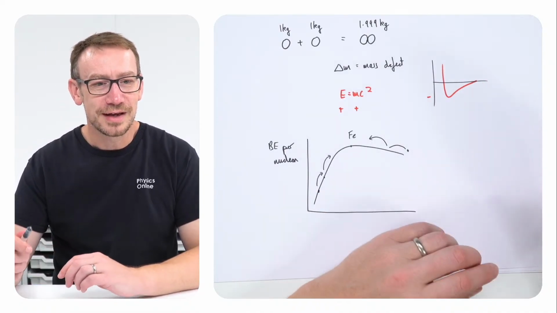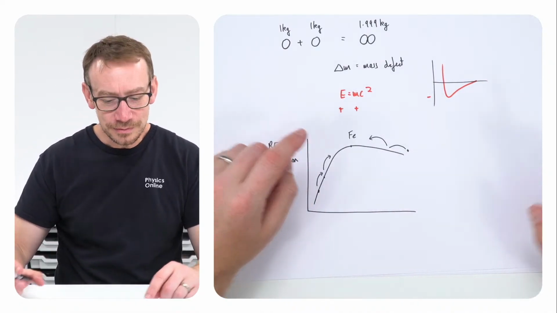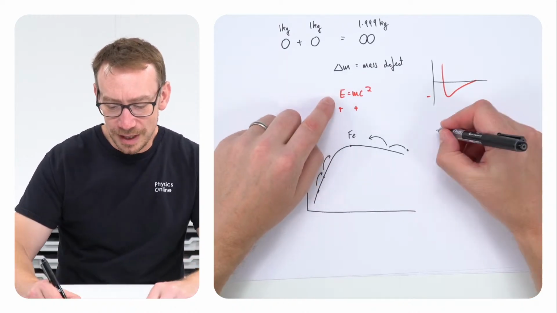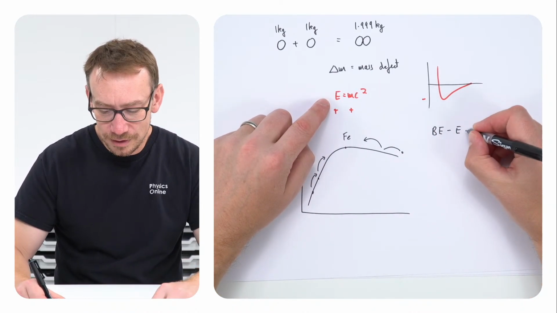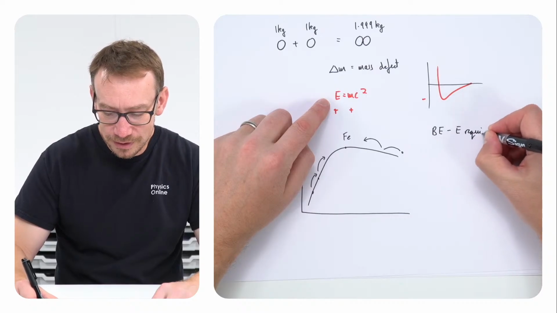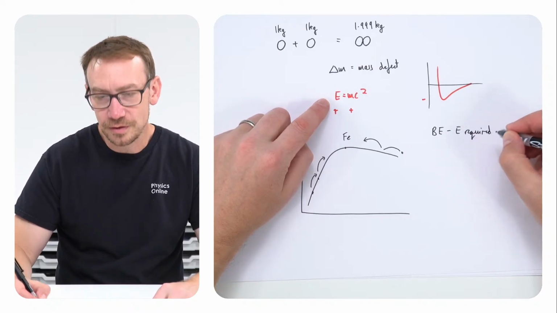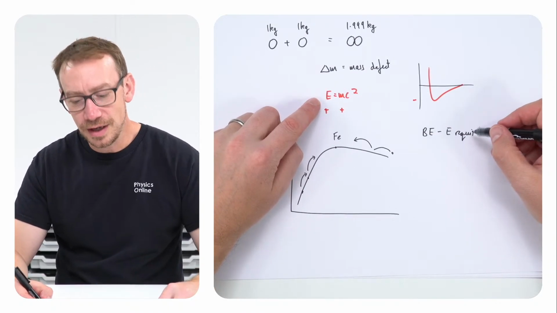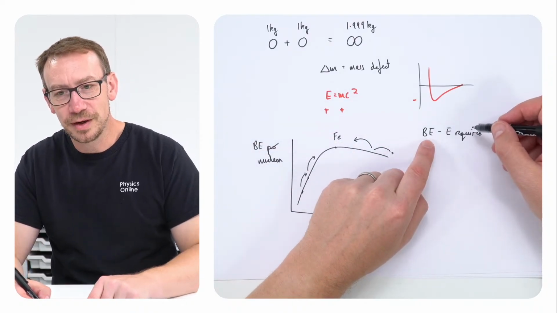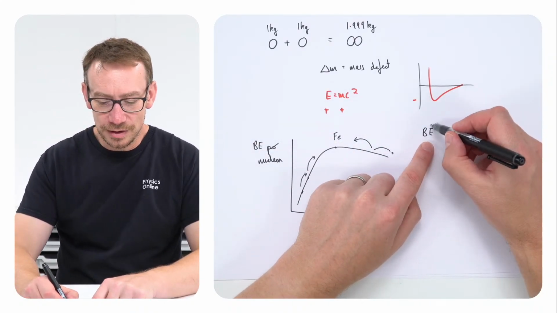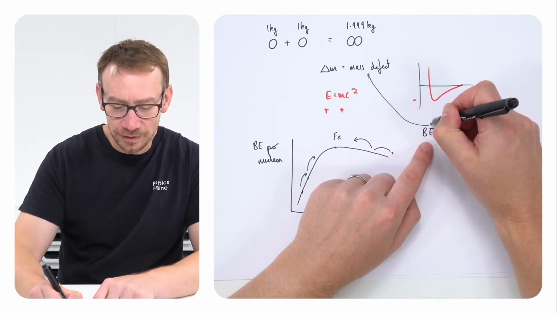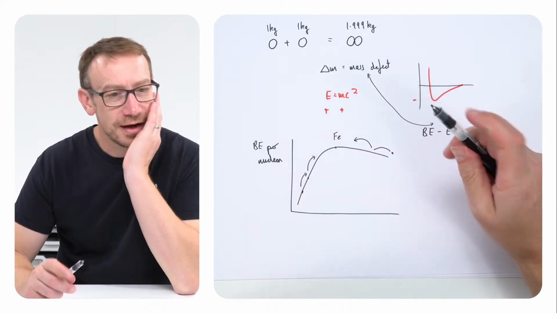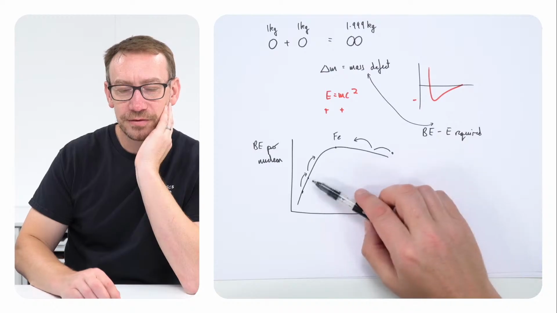Okay, and of course the binding energy is the energy required to separate the nucleus into its constituent nucleons. And if we know the size of the binding energy, we can then use E equals mc squared to look at the mass defect, or vice versa. But I think this graph here is super important.